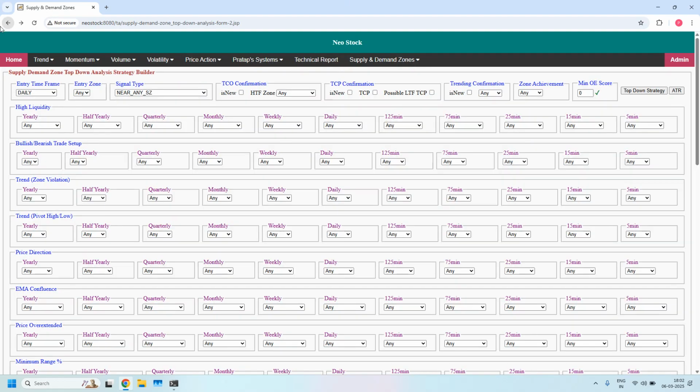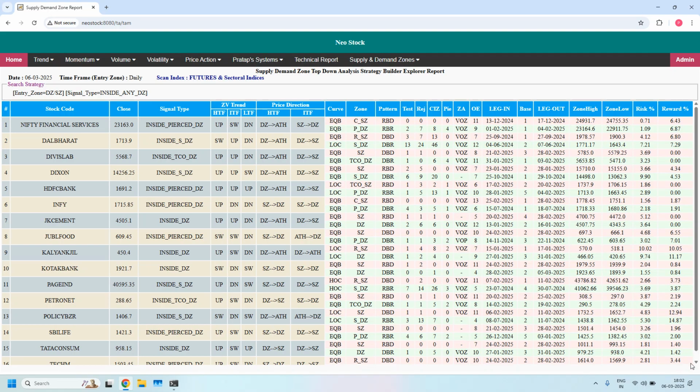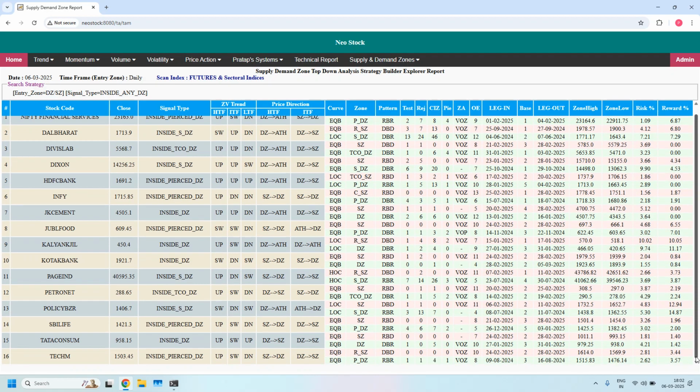Okay, next, daily time frame, price closed inside the daily demand zone. First 15 stocks in the list. Scrolling the list down. We got 16 stocks. Out of 16, how many are having a daily demand? How many of these daily demand zones are having daily EMA Confluence?